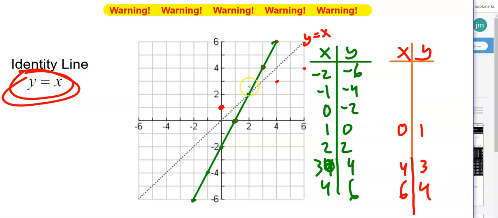You might notice a pattern here. This point is on the reflection line, so that's still (2, 2). The x's and y's did actually switch places. That was at (0, -2), and now it's going to be at (-2, 0).